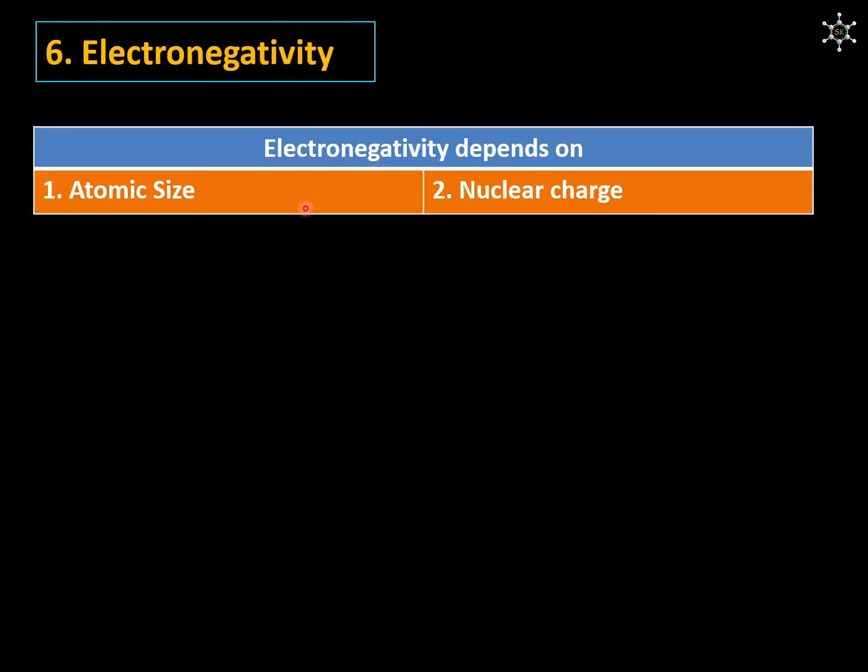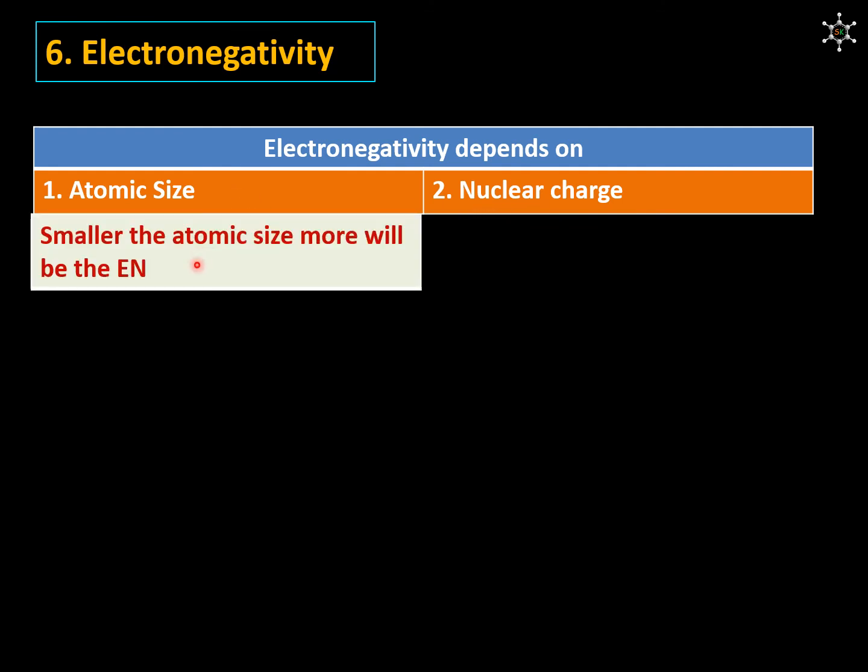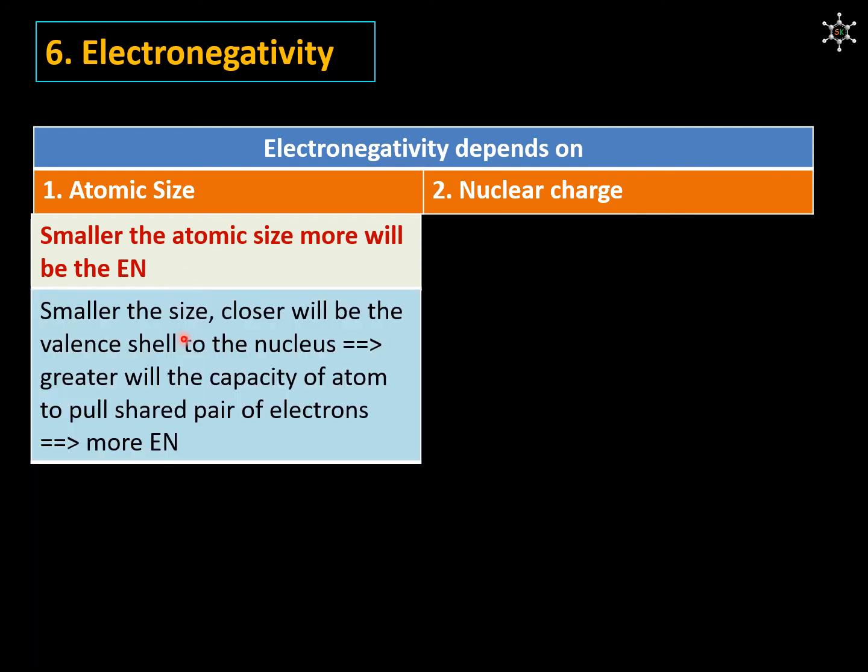Electronegativity depends on atomic size and nuclear charge. Its variations are very much similar to electron affinity. Coming to the atomic size, the smaller the atomic size, the more will be the electronegativity. When we have a smaller atomic size, closer will be the valence shell to the nucleus. So, greater will be the capacity of an atom to pull the shared pair of electrons towards itself. In other words, more will be the electronegativity of that particular atom.